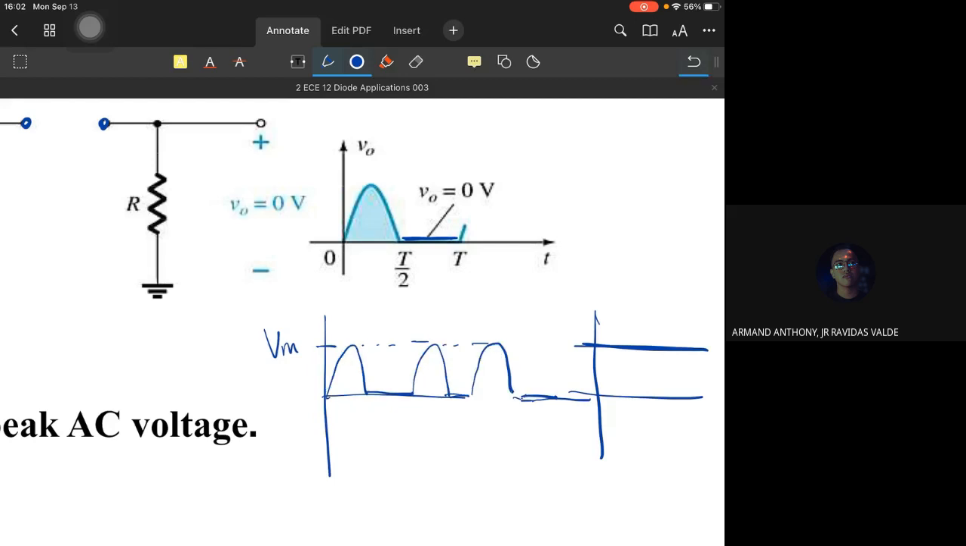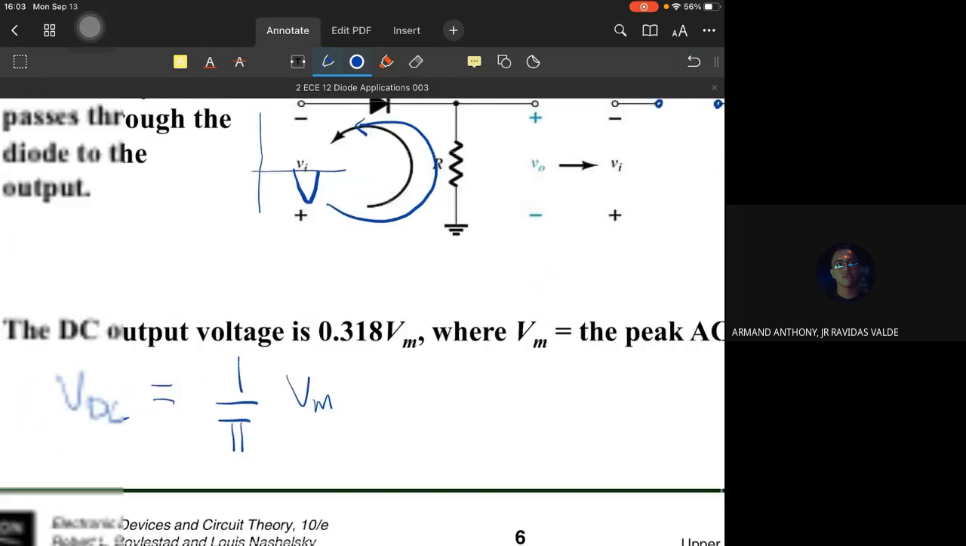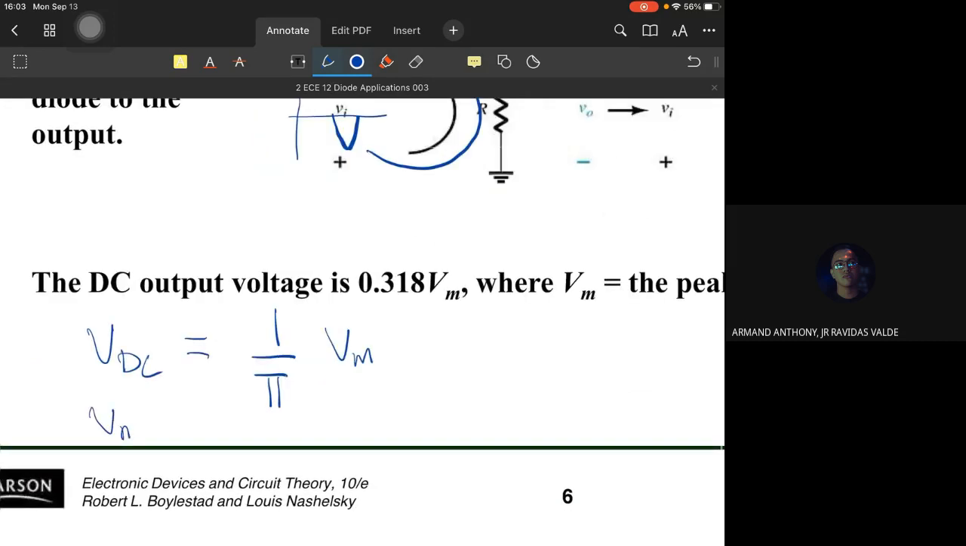So how come it has a DC value? What is this VDC, and why is it 0.318? Let's say for example our VM is an AC signal of 3 volts. Therefore, the DC voltage is equal to 3 divided by pi, 0.95. VDC is 0.95. So why is that?